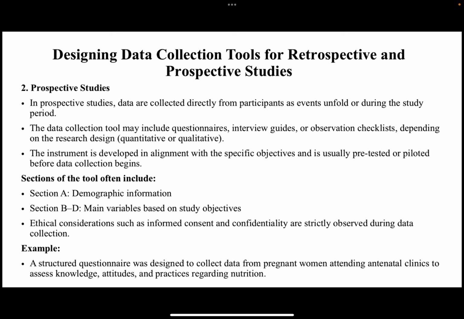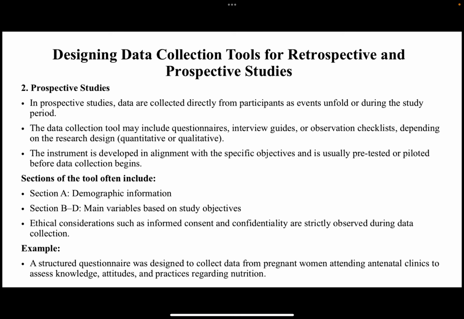All right. Now, prospective studies. In prospective studies, the data are collected directly from participants as events unfold or during the study period. The data collection tool may include questionnaires, interview guides, or observation checklists, depending on the research design, whether quantitative or qualitative. The instrument is developed in alignment with the specific objectives and is usually pre-tested or piloted before the data collection begins.